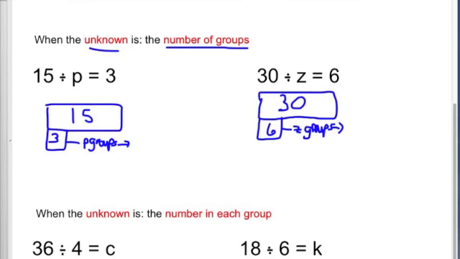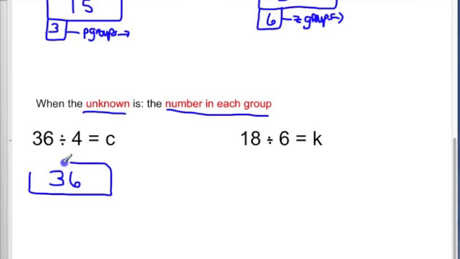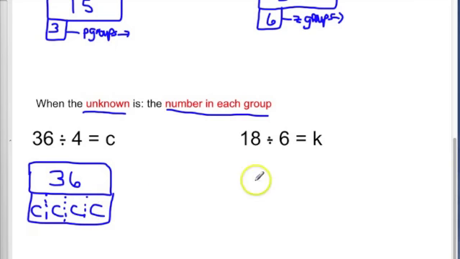In our last example, our unknown is going to be the number in each group. 36 divided by 4 equals C. So we know the dividend, the total, the number in all, is going to be 36. We know that we need to divide this into 4 parts. We just don't know the number in each group. That's our unknown, the variable. C would go here because we don't know the number in each group.